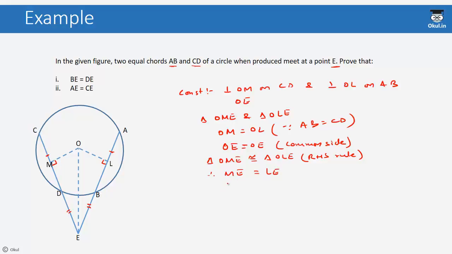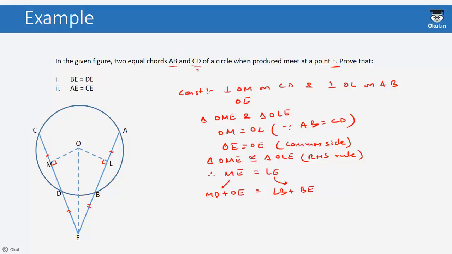Now ME can be split into two parts, MD plus DE. So ME is equal to MD plus DE, and LE is equal to LB plus BE. Now since we have drawn a perpendicular from the center and this divides the chord CD into two parts, CM and MD, we can say that OM bisects the chord CD and OL bisects the chord AB.